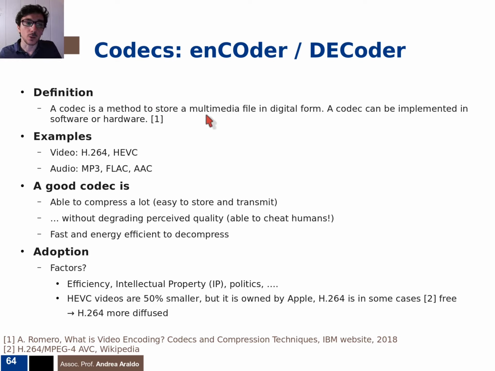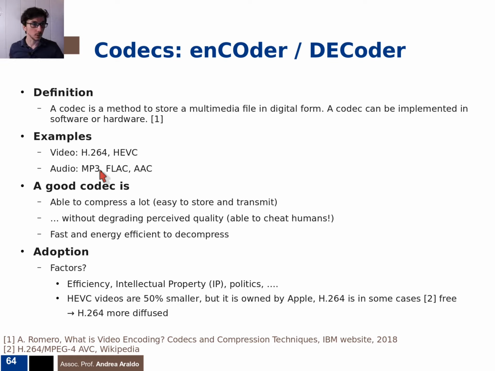A codec is a method to store a multimedia file in digital form, and it can be implemented in software or hardware. So encoding is the process of using a codec to store a multimedia file. Decoding is the process of using a codec to instead take a multimedia file and reproduce it. There are different types of codecs. If you talk about video, we have H.264, HEVC, and we have codecs for videos and for audio.